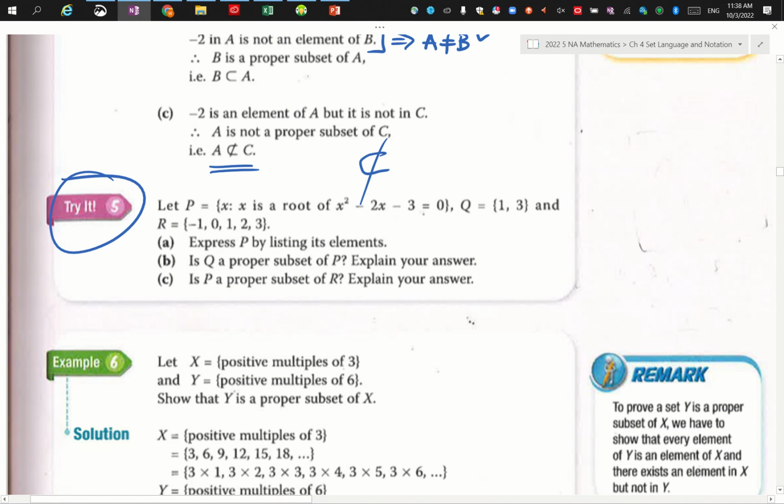I think you don't need to try. You all need to try? Okay, then let's try it. I'll give you 1 minute to do try 5.